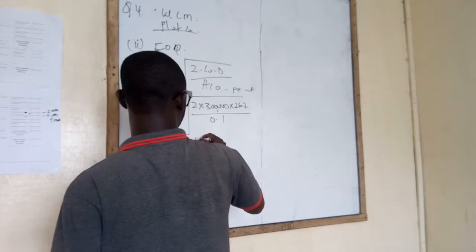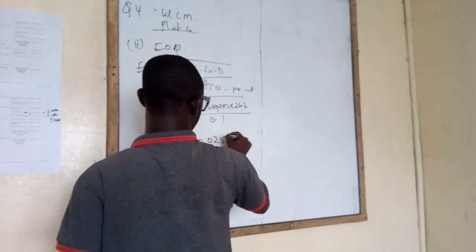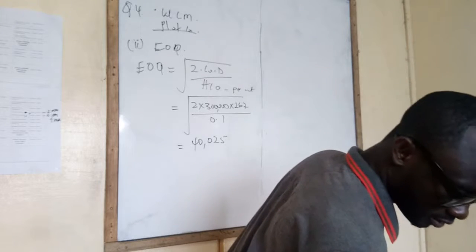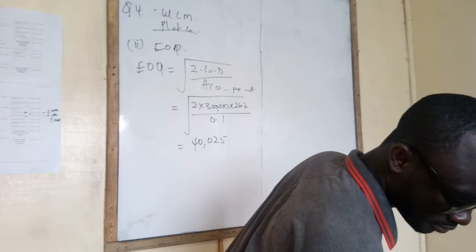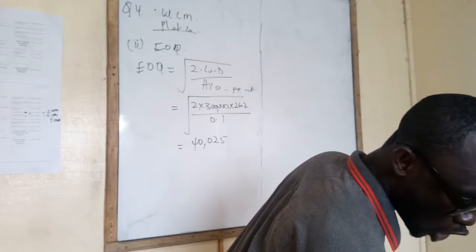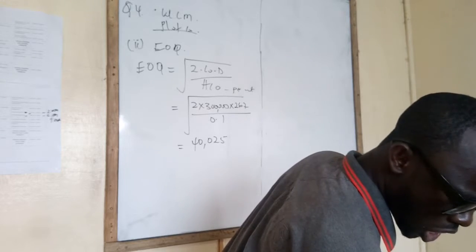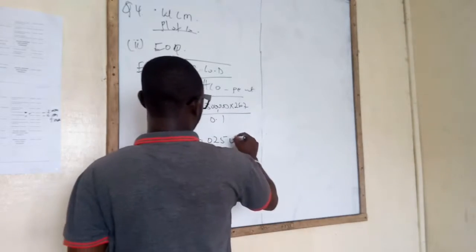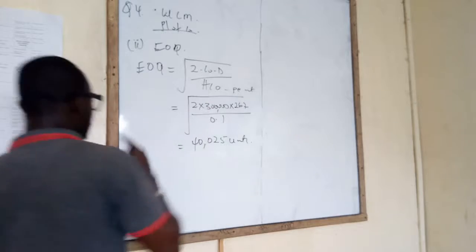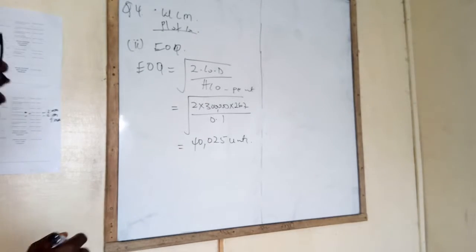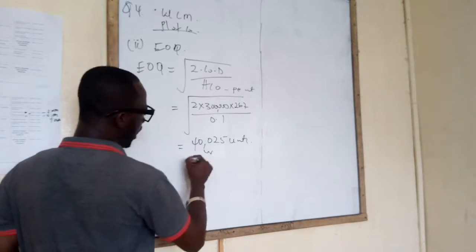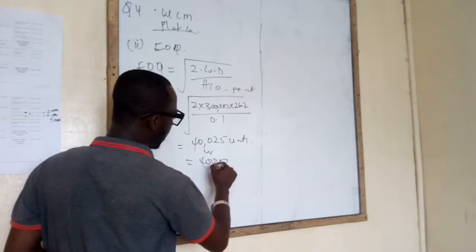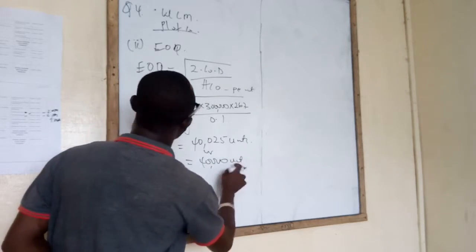$40,000 and 25 units. So that's the EOQ. We can decide to work with 40,000 units.